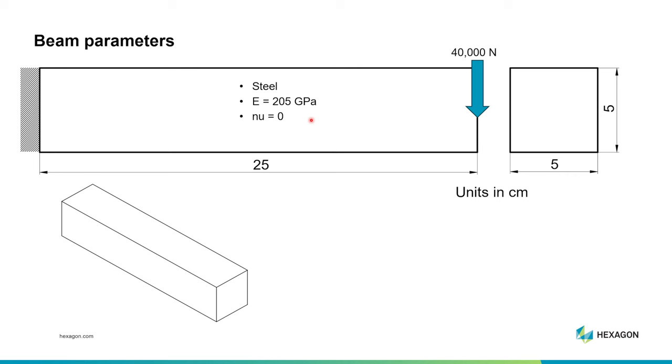The beam is steel. It has a modulus of elasticity of 205 gigapascals, but we're going to use a Poisson's ratio of 0 for reasons that I'll describe later.